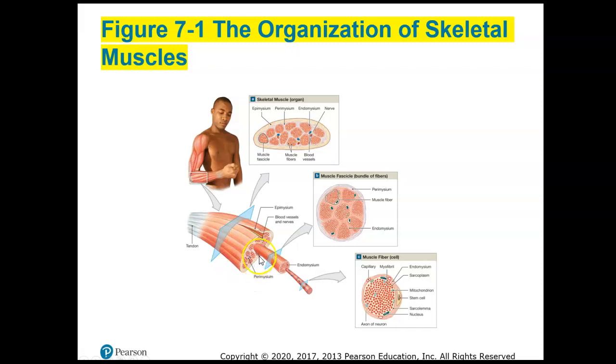But the epimysium surrounds the entire muscle. And within the muscle, we have muscle fascicles, and those are surrounded by the perimysium. A bundle of muscle fibers forms a muscle fascicle, and then a bundle of muscle fascicles forms the whole muscle. So individual muscle fibers are surrounded by endomysium. So that's kind of how it works.